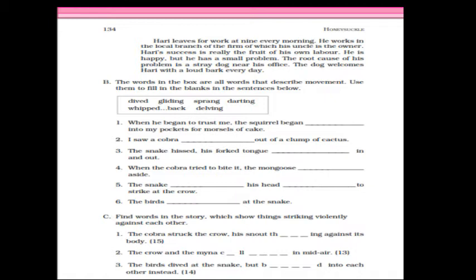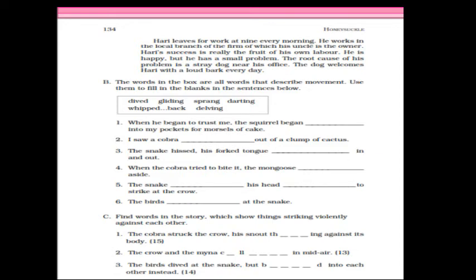The snake hissed, his forked tongue darting in and out. When the cobra tried to bite it, the mongoose sprang aside. Next one, the snake whipped his head back to strike at the crow. Next one, the birds dived at the snake. These all are the action words, children. You have to fill the blank with the action words.